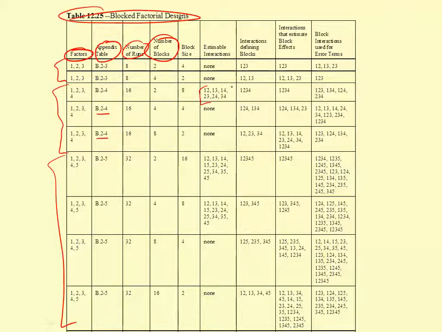So then we have to think about what can we do, what can we estimate as far as interactions. And so, for example, this one's probably a good example to start. We can estimate these interactions. This is saying, all right, we have 4 factors. So let's just look at this one. We have 4 factors, and we're running it in 2 blocks. So we would need 1 blocking variable, right?